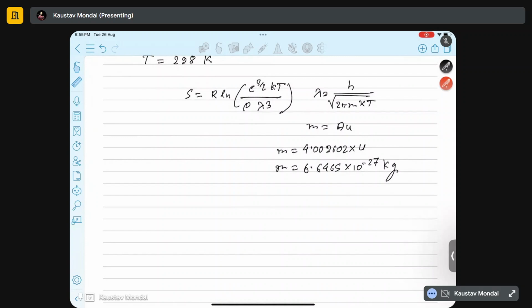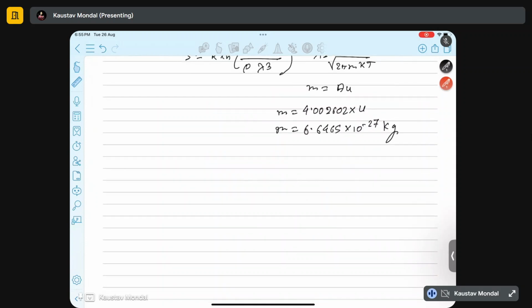Now next, other constant values. R value you already know. R is 8.314 joule per mole per Kelvin, right? Similarly, the Boltzmann constant value is 1.38 into 10 to the power minus 23 joule per Kelvin. Similarly, the Planck's constant is also needed in order to calculate the thermal wavelength. The Planck constant value is 6.626 into 10 to the power minus 34 joule seconds.